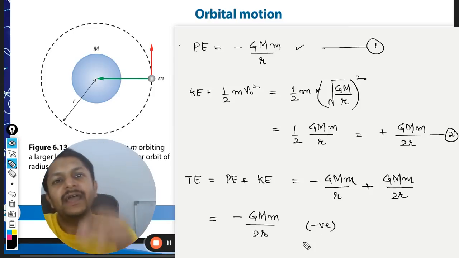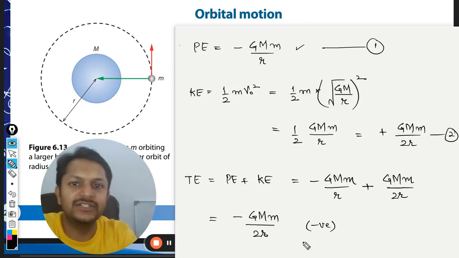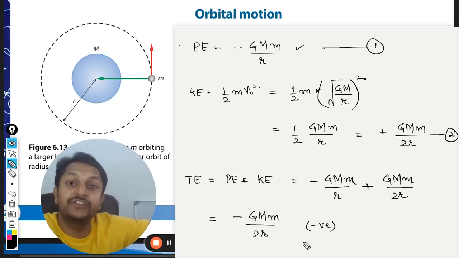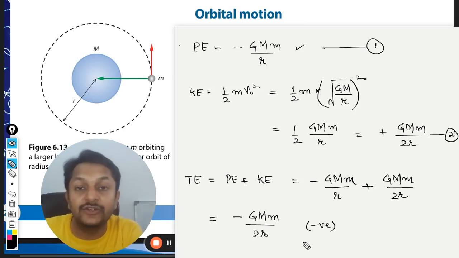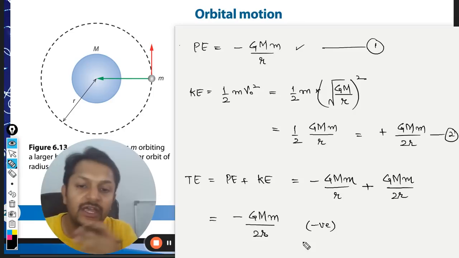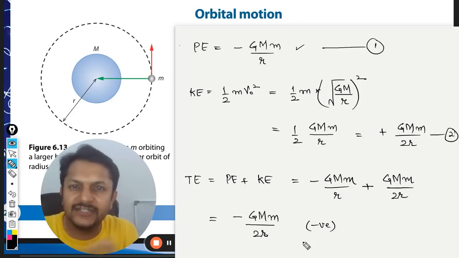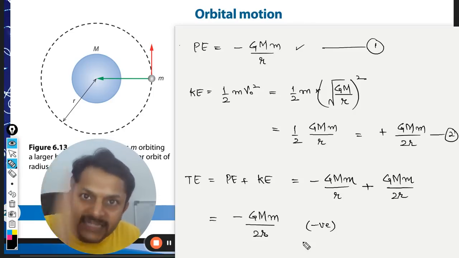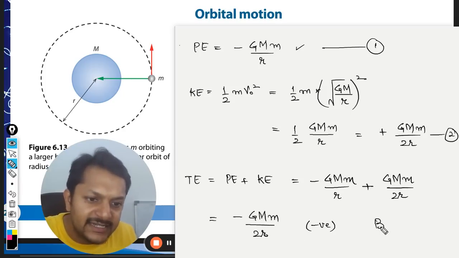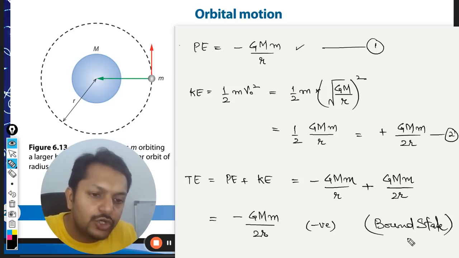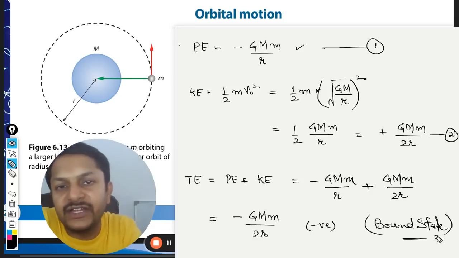What do you mean by negative total energy? Negative potential energy, we understood that infinity was taken as a reference, so it was zero. So as you keep on coming near to the surface of the planet, it becomes even more and more negative. But as far as the total energy is concerned, it is really weird. The total energy is negative. Well, this is why this system is known as bound state. So when the total energy is negative, it is called bound state.